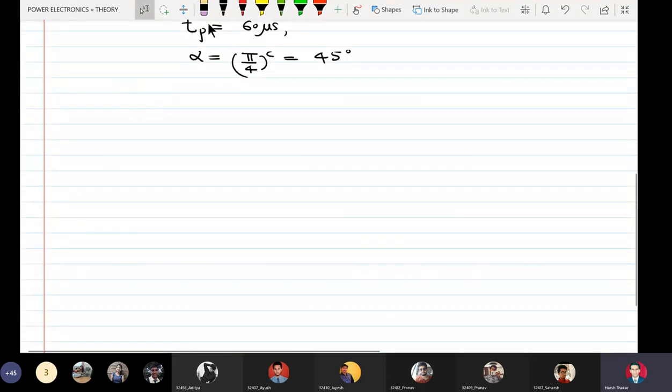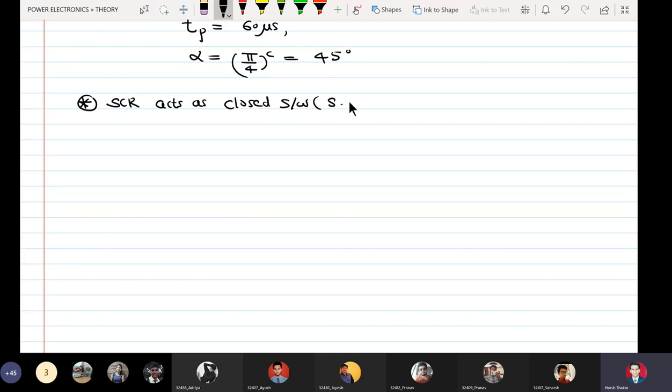So now what is our concept? The basic trick which we have to use is this: SCR acts as a closed switch or short circuit as long as the firing pulse is applied.